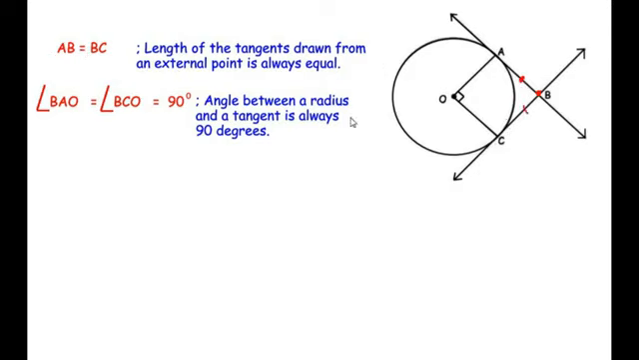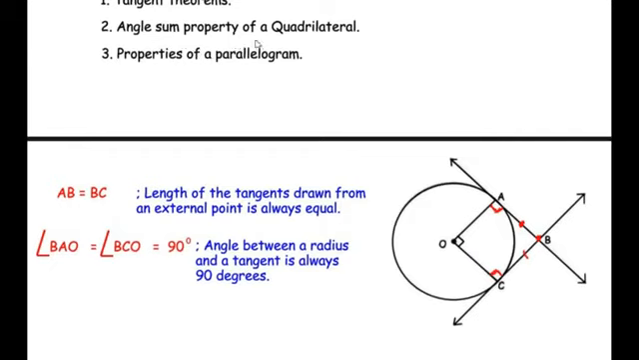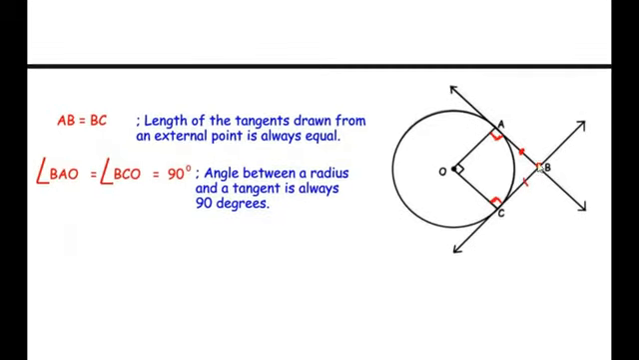Now the next thing is we are going to make use of the radius tangent theorem. Here we can see that OA is a radius and OC is a radius, and AB is a tangent and BC is a tangent. That means the radius always makes a 90 degree angle with the tangent. So angle BAO is 90 degrees and angle BCO, that is this angle, is also 90 degrees. Now in this quadrilateral OABC, we know that angle A is 90, angle O is 90 and angle C is 90. So let us make use of the second concept here, that is the angle sum property of a quadrilateral, to find out the angle of B.